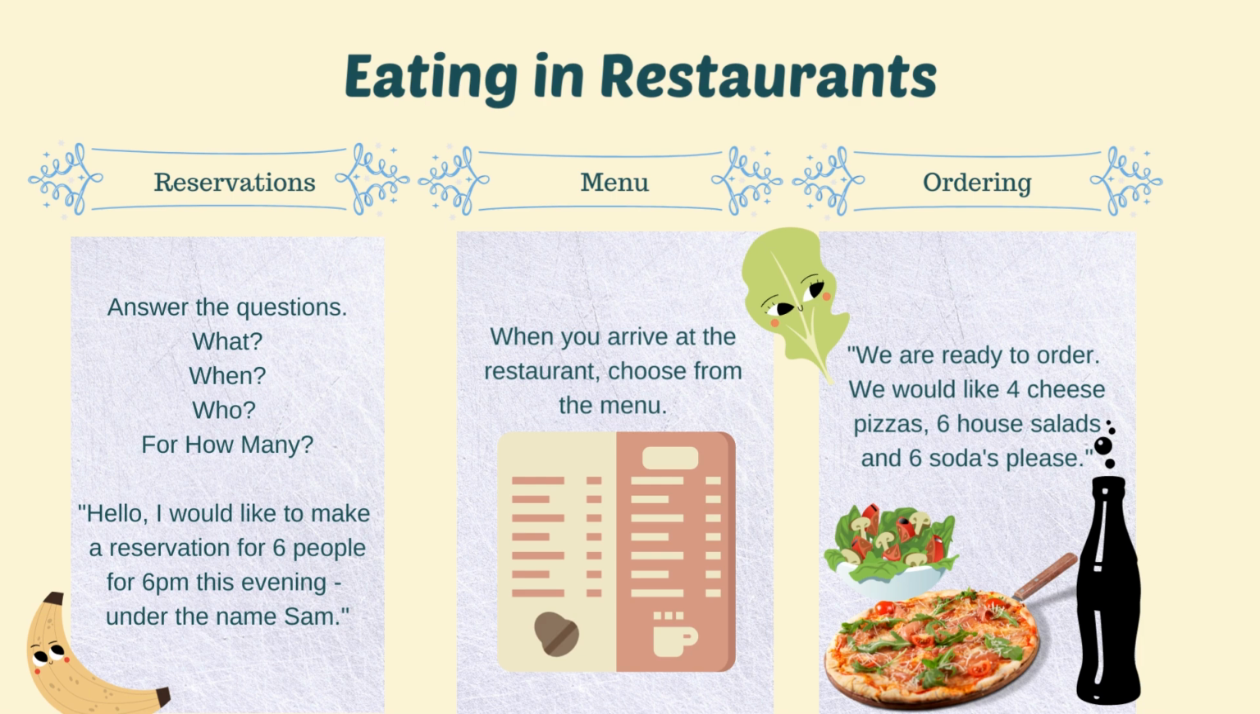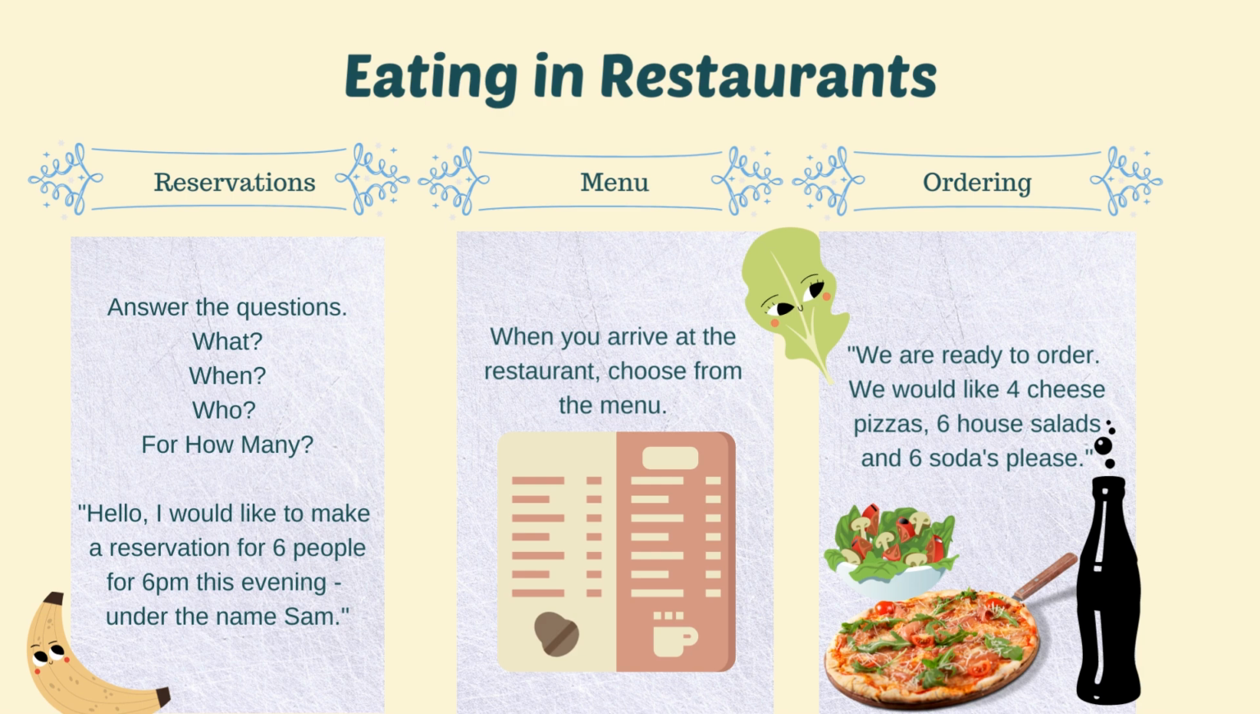So here's another example of how you would make a reservation. Hello, I would like to make a reservation for 6 people for 6 p.m. this evening under the name Sam. That is a typical way of making a reservation at a restaurant. When you arrive at the restaurant, you go to the desk and you say, "Hello, I have a reservation." The hostess or the host will then seat you and hand you a menu.